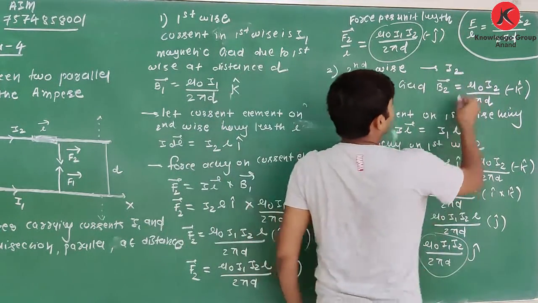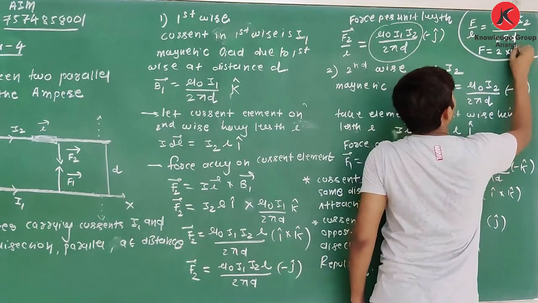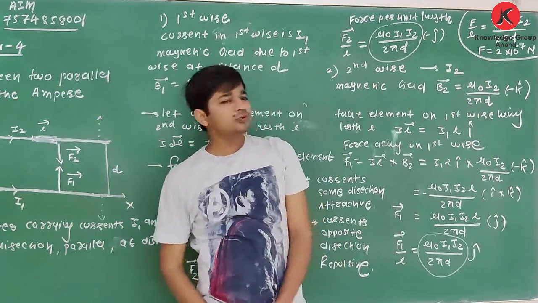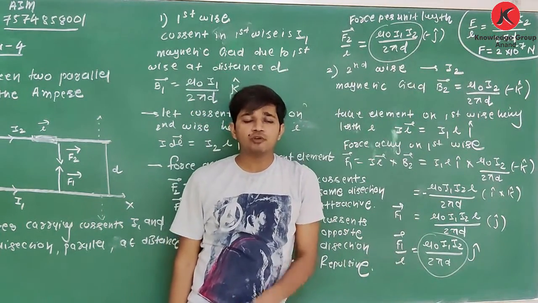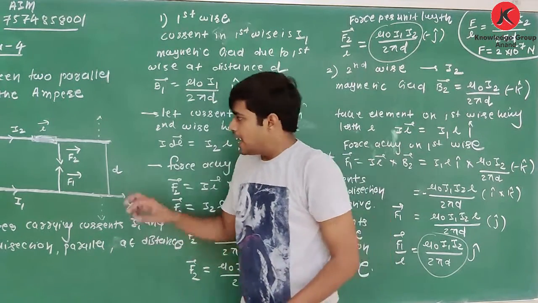You will get F is equal to 2 into 10 raised to minus 7 Newton. So what is the meaning of this? How to define the ampere? See, here it is.